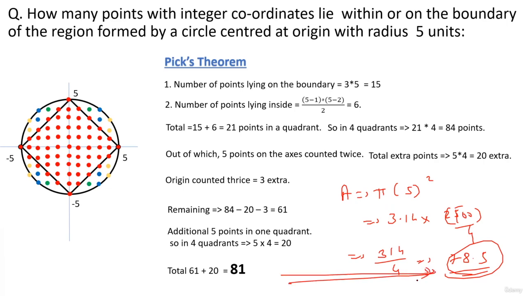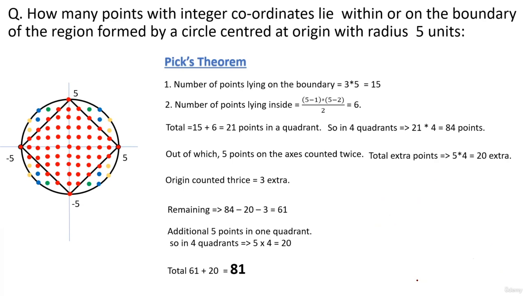But always remember, this method will work only and only if the options are pretty far apart. For example, one is 81, one suppose 91, one suppose 71 and one 61. It will work where the options are far apart. Otherwise, you have to follow the first iterative approach or the shortcut by Pick's theorem.